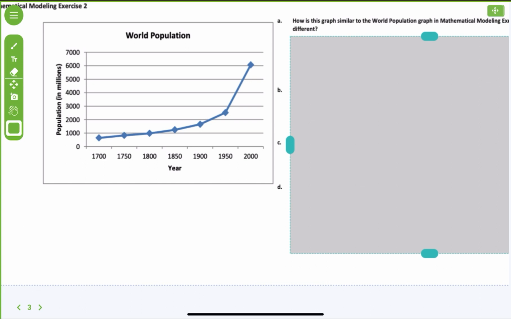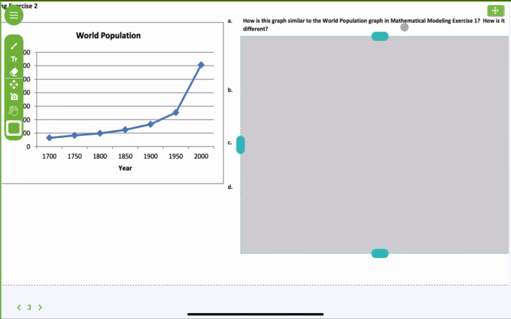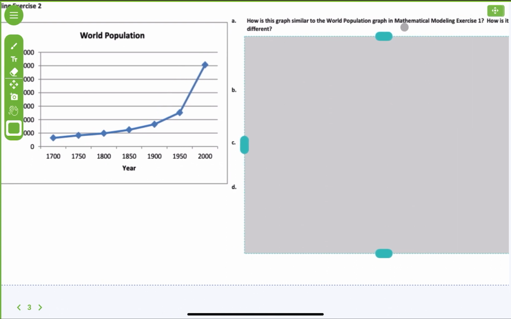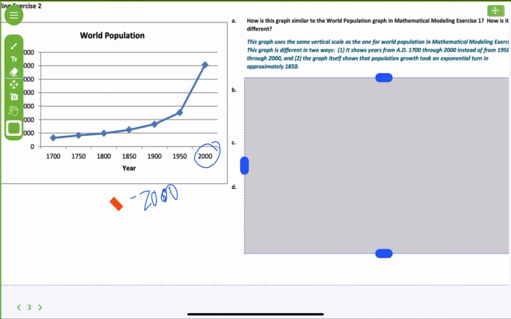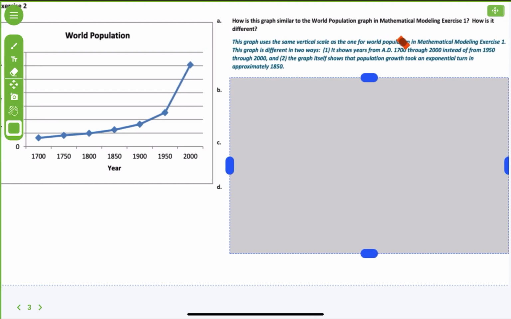So page 3. I think we're going to zero in here on the population growth now of the world. Okay. So we changed it a little bit. How is the graph similar to the world population in that first exercise that we did? And how is it different? Well, it's still measuring world population in millions here, but what's different is our years have changed. Instead of 1950 to 2000, now we're looking at a 300-year span instead of a 50-year span. Okay, so it says this graph uses the same vertical scale, which is what we said, as the one in the module in exercise 1. The difference is the years, we're looking at 1970 to 2000 instead of 1950 to 2000.